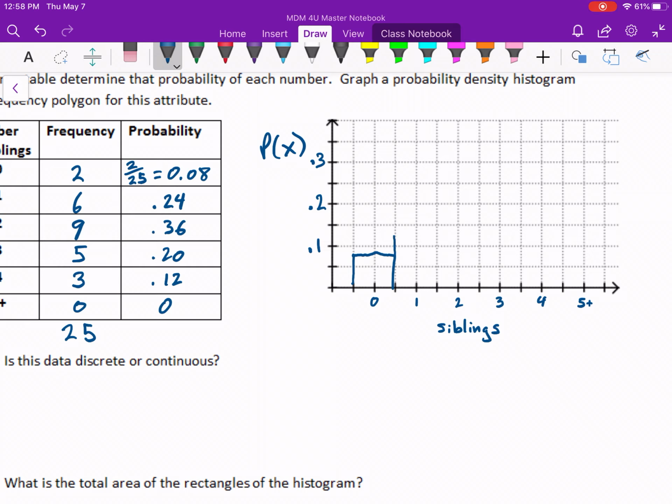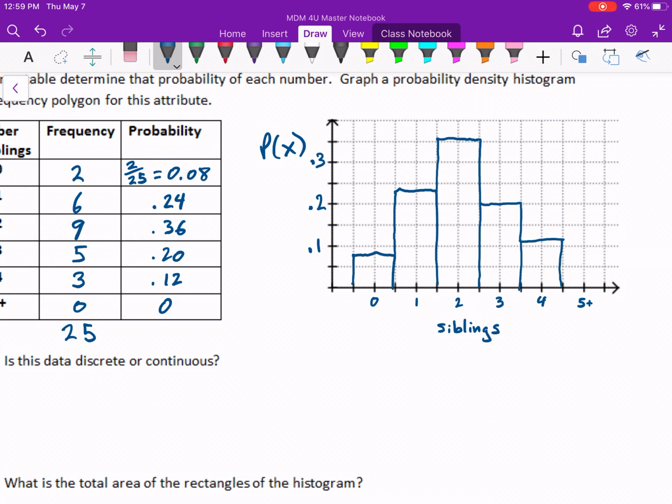1 sibling, that's 24%. 2 siblings, 36%. 3 siblings, 20%. 4 siblings was 12%. And then we had no siblings for 5. No people with 5 or more siblings in this group.